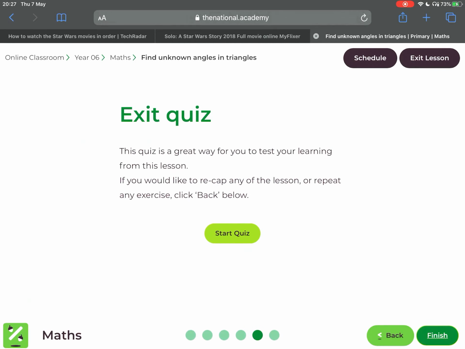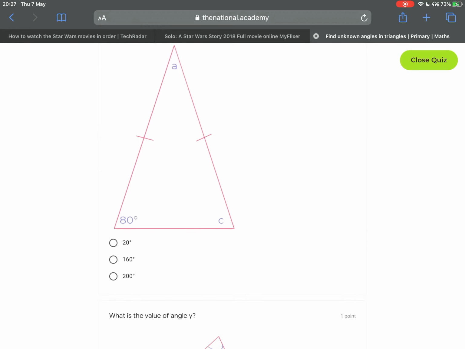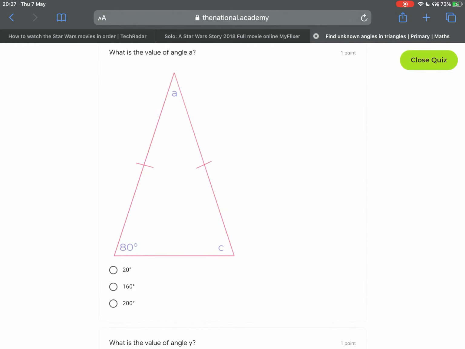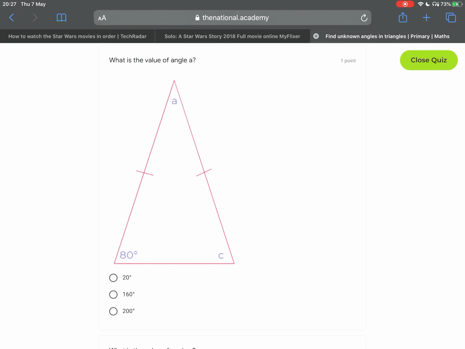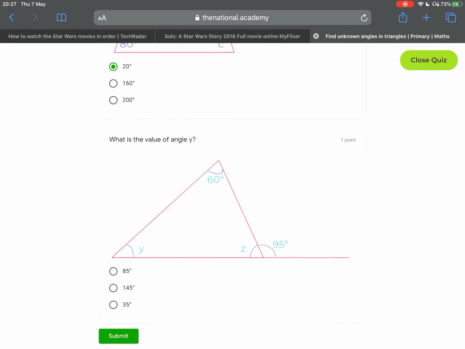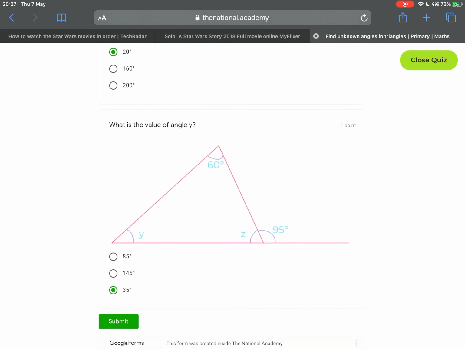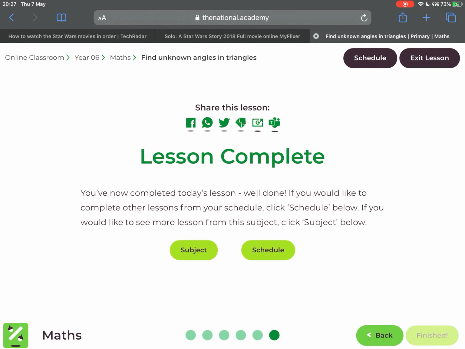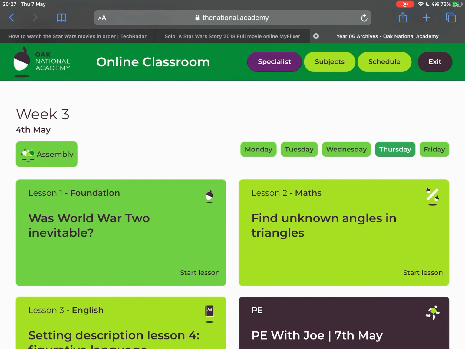After that, you have your exit quiz. So, what is the value of angle A? The answer here is 56 degrees. What is the value of angle A? That is 20 degrees. What is the value of angle Y? So the angle Y would be 35 degrees. After that, you would have finished your maths and you would have finished your lesson for today.